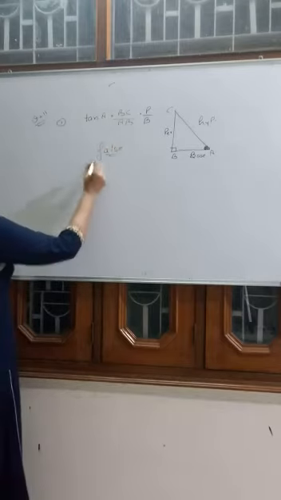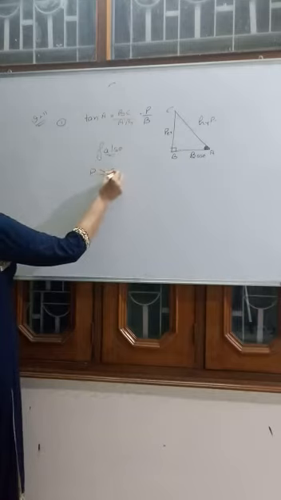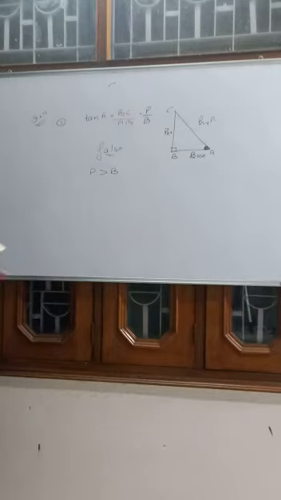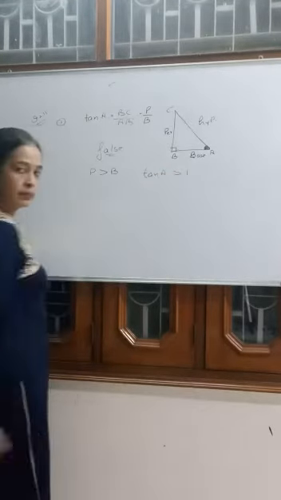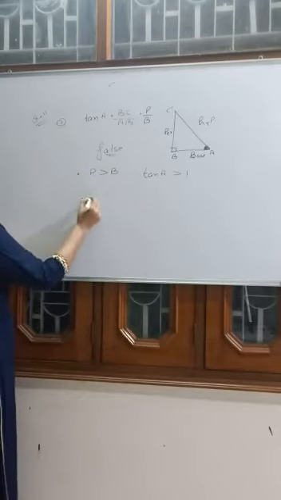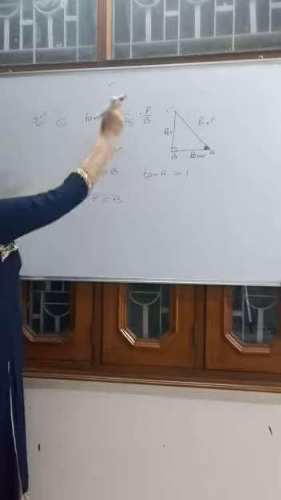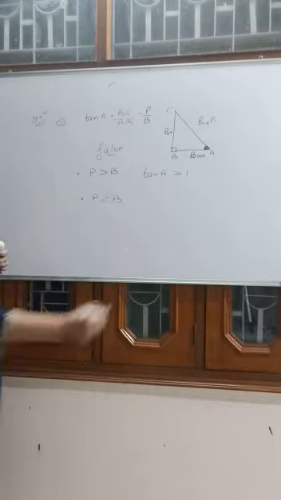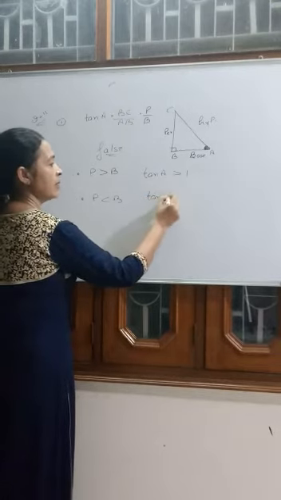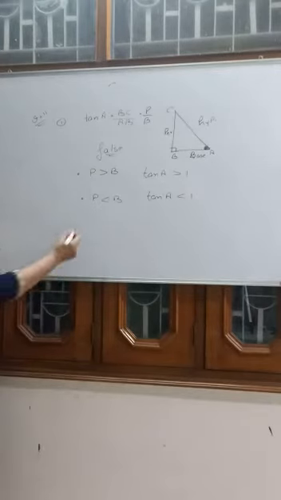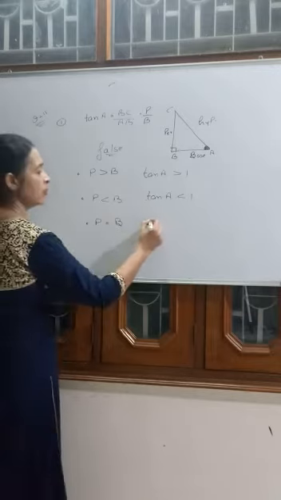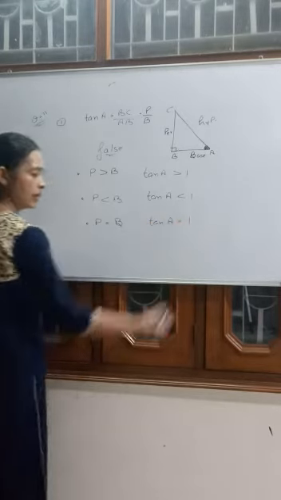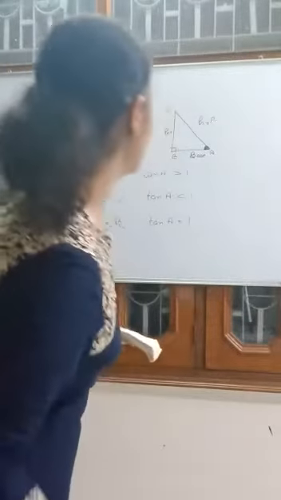If the value of perpendicular is greater than base, then tan A will be greater than 1. In case perpendicular is less than base, then value of tan A will be less than 1. And in case perpendicular is equal to base, both are equal, then the value of tan A equals 1. Clear? Got it? Next, second part. Pause the video and note it down.